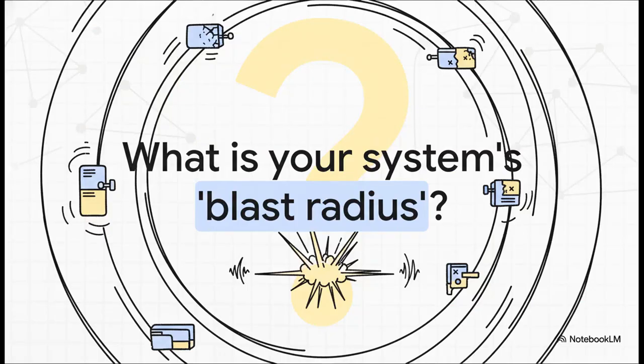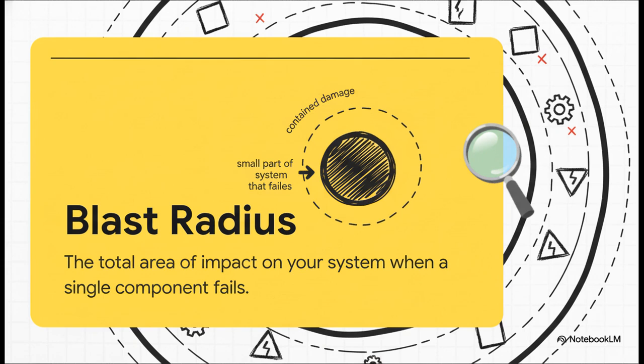Now for a really critical concept, and I want you to think about this for your own systems. What is your blast radius? So the blast radius is basically the total area of impact when one little piece fails. Obviously, the smaller the blast radius, the more resilient your whole system is.